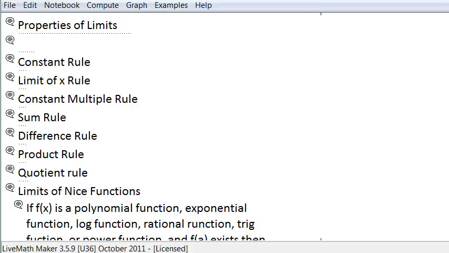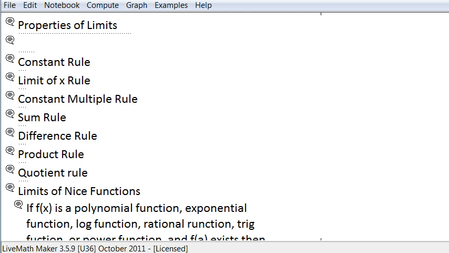Okay, the goal now is to be able to calculate limits without making a table. We want to find some algebraic methods to do this. So we've got a lot of properties of limits that we're going to use. Essentially, it allows us to do algebra with limits, and see how easy it actually is.